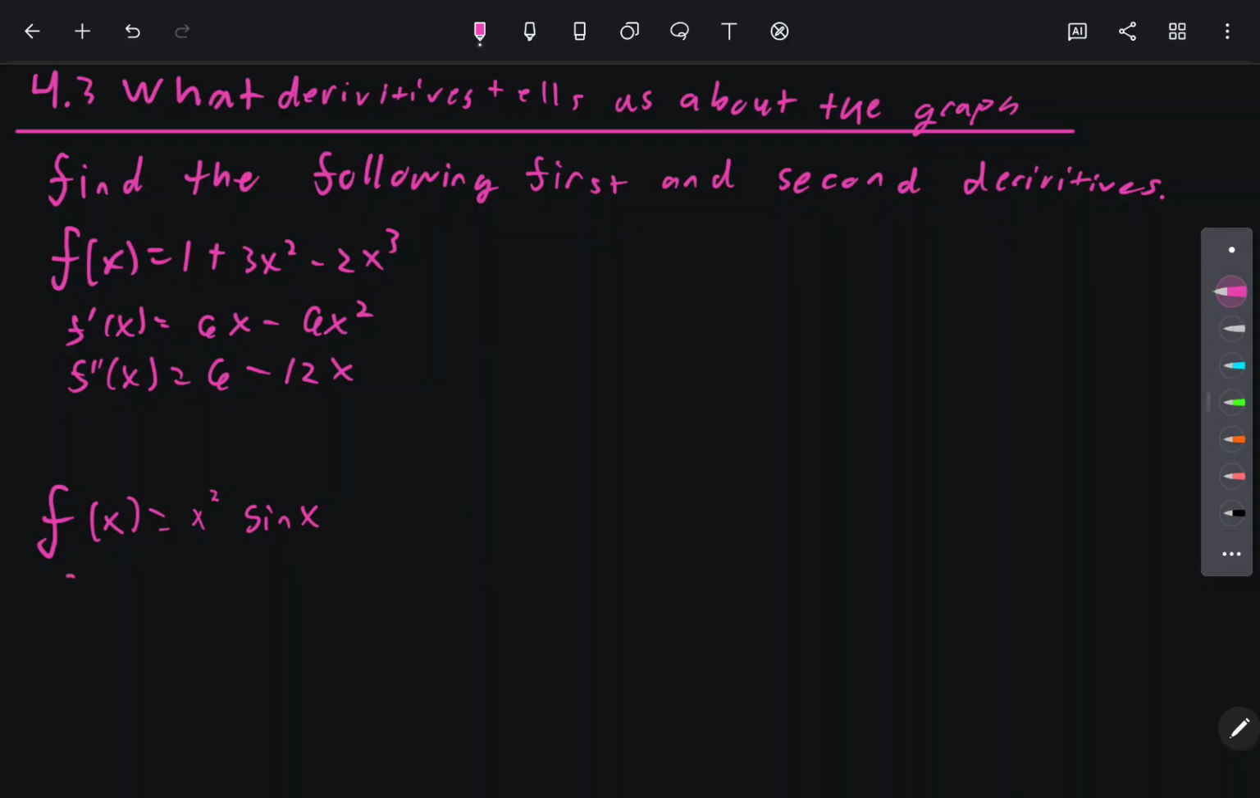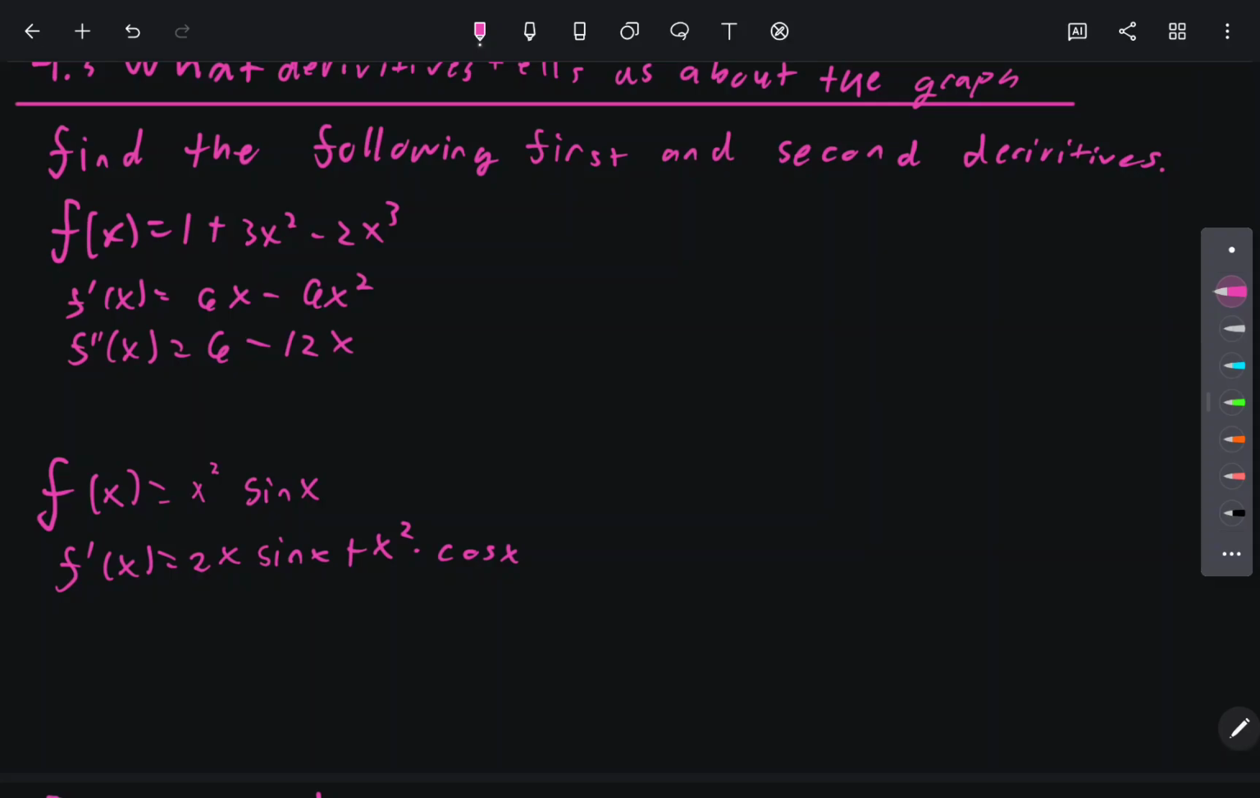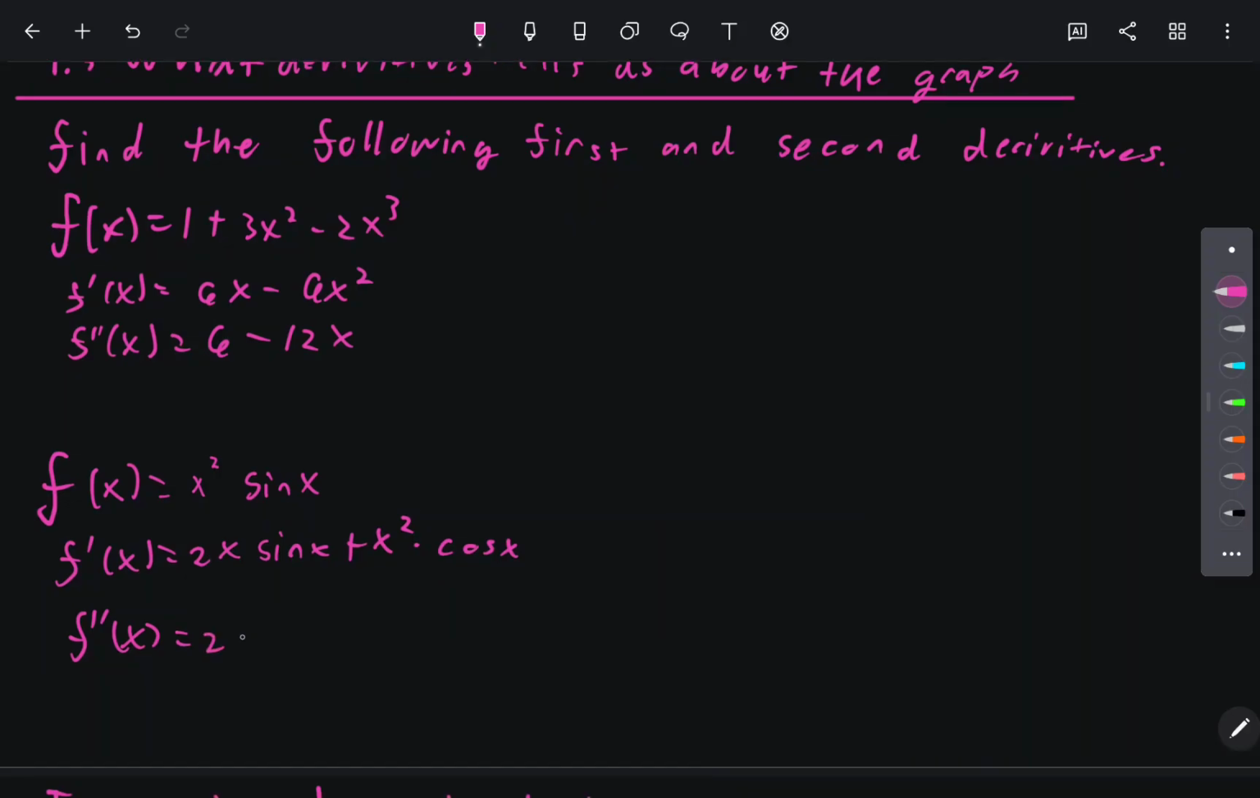For this next function, this is going to be a product rule, so we get the derivative of the first, which is 2x, times the second, which is sine of x, plus the first times the derivative of the second. Alrighty, for the second derivative, we have to take the derivative of the first. This is now going to be two product rules we have to do. So the derivative of the first is 2 sine of x, plus the first times the derivative of the second, which is cosine of x.